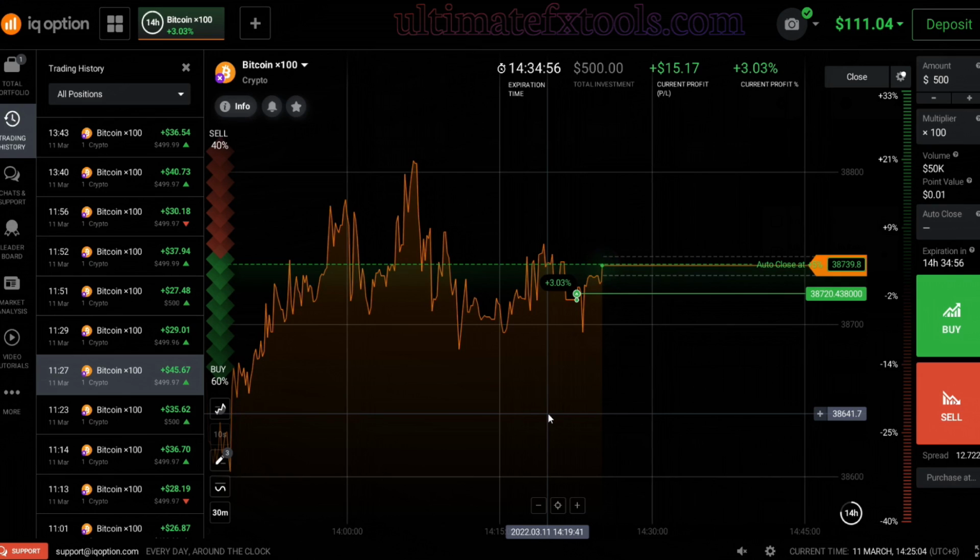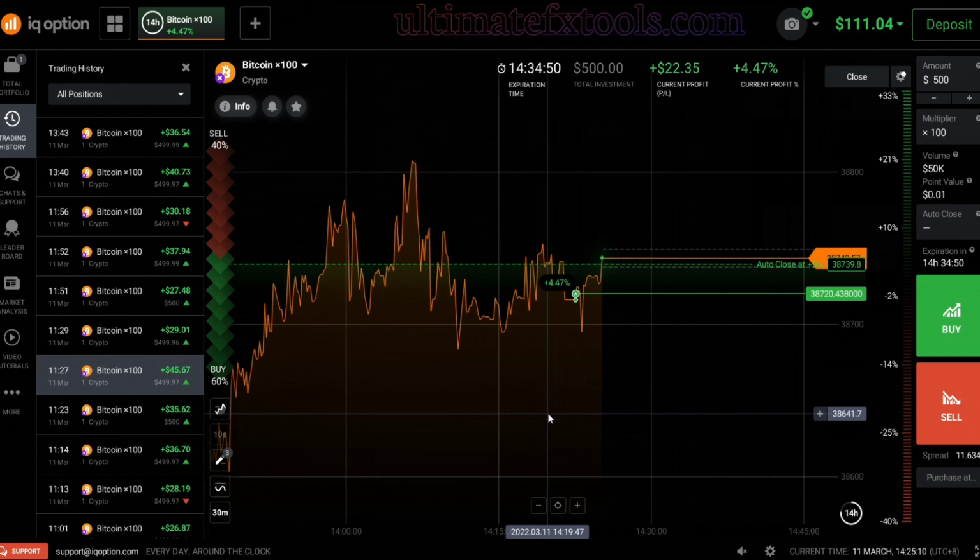It is already past the green dash line. Is it a bug in IQ Option? Or is it designed for their auto close feature?